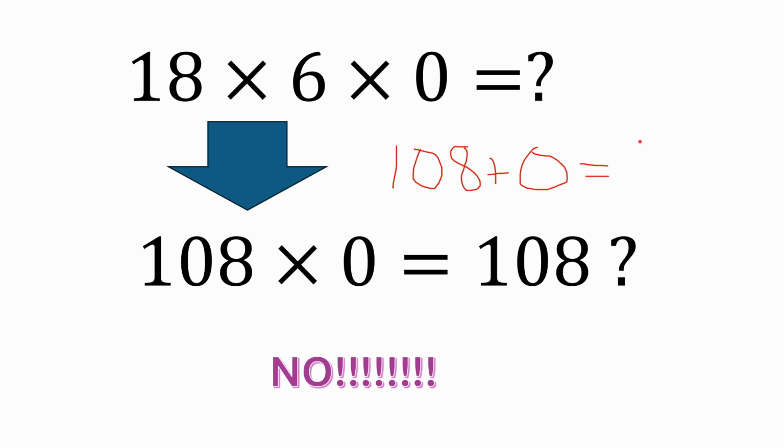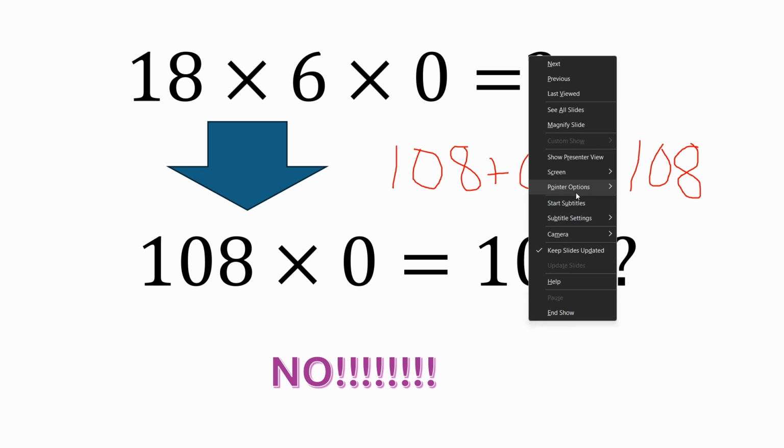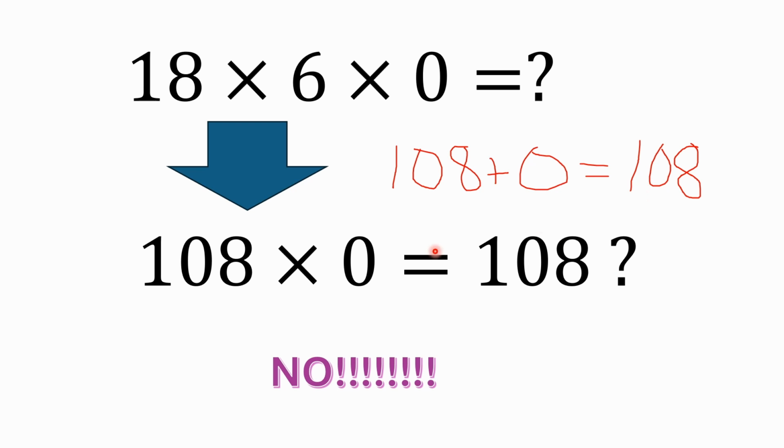Sorry for the bad handwriting. It's hard to write with the mouse, but they're confusing this. They're confusing this, I think, with multiplication. 108 plus 0 is 108. 108 times 0 is not 108. And the excuse that I'll often hear is that, well, if I have 108 apples and I multiply them by 0, I still have my 108 apples.